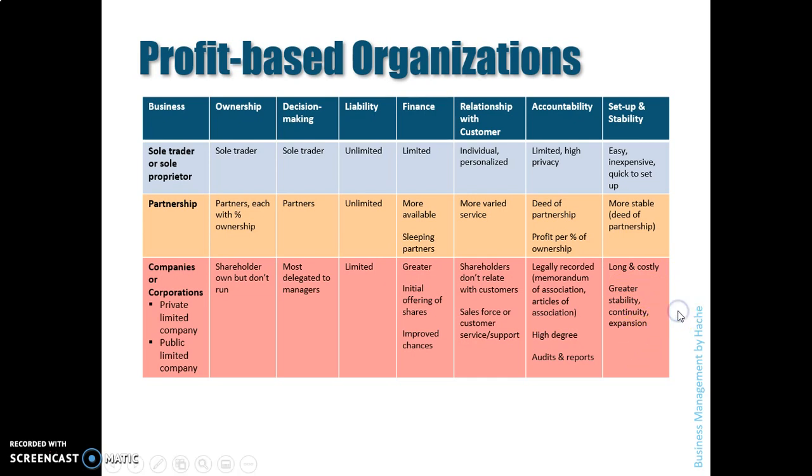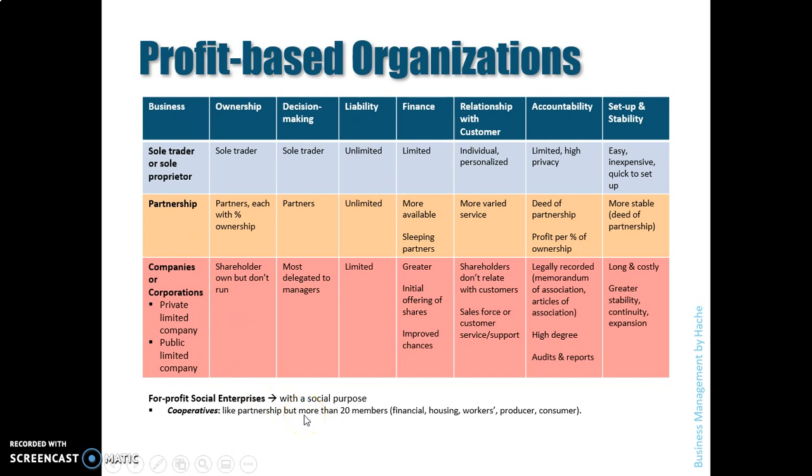Okay, now let's talk about for-profit social enterprises. We already said that these are organizations that do want to make profit, but they have a social component, a social aim. Number one was cooperatives, and they are very similar to partnerships, but they have more than 20 members, usually 20, 30, 50, 100 members.